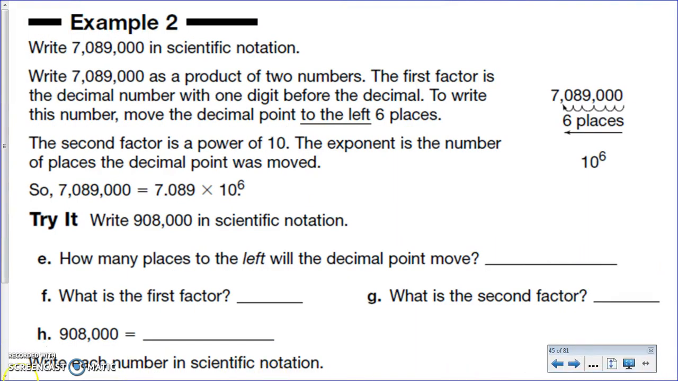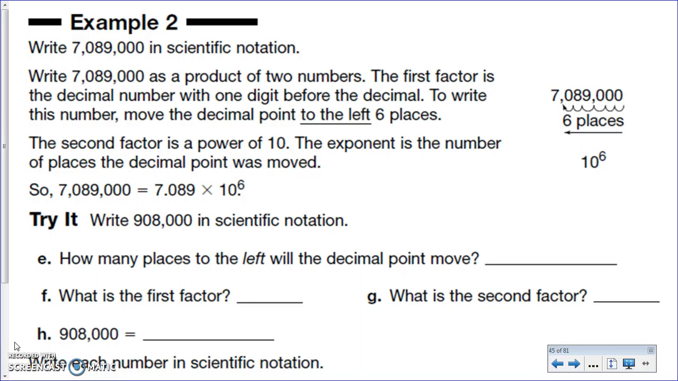Example 2. Write 7,089,000 in scientific notation. Write 7,089,000 as the product of 2 numbers. The first factor is the decimal number with 1 digit before the decimal. To write this number, move the decimal point to the left 6 places. The second factor is a power of 10. The exponent is the number of places the decimal point was moved.